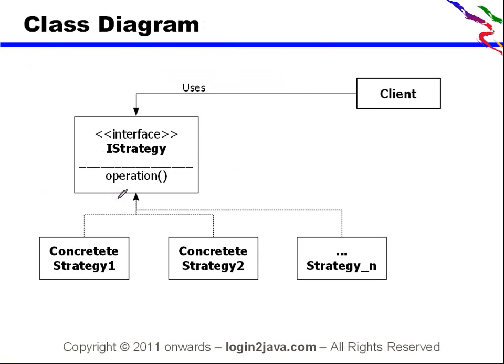The class diagram should be similar to this, where we are having the IStrategy interface and there are some operations. Then we are having concrete implementations as concrete strategy 1, concrete strategy 2 and any number of implementations. The client is using this interface. Through this interface it is using one of these concrete strategies in its code. I think this is easily understandable.